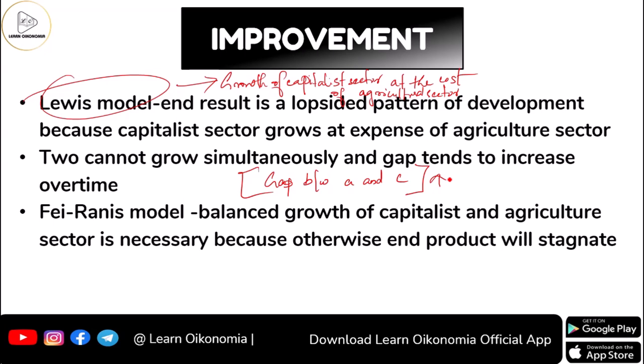But when you come to Fei-Ranis model, these people believe that we are actually dealing with a balanced growth. That means we are looking for the improvement and development of both agriculture as well as industry or the capitalist sector. So both are required to improve in a simultaneous fashion, because if both of these do not increase simultaneously, it will create some stagnation in the economy, and that will create more and more issues.